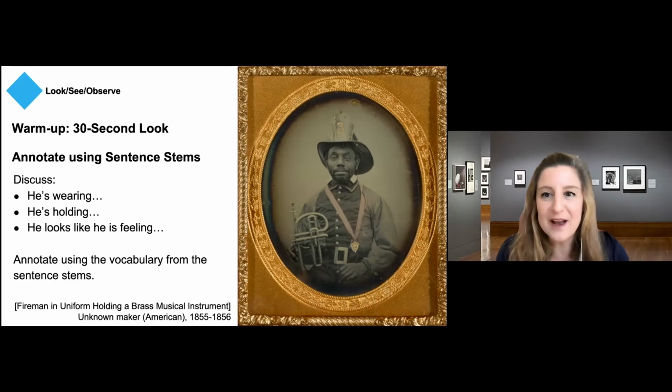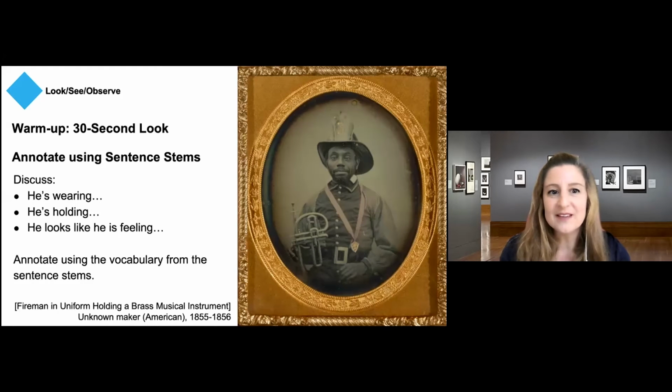So once you've asked students to take 30 seconds or a minute to look at the photograph, you can use sentence stems to discuss key aspects of the image. The sentence stems that work really well with this image are he's wearing, he's holding, and he looks like he's feeling.